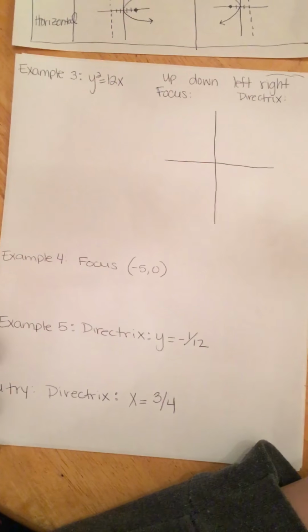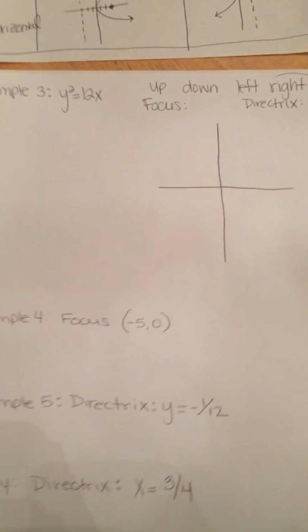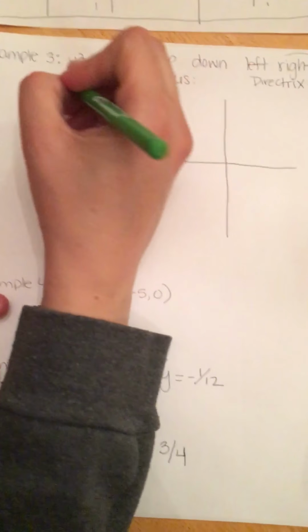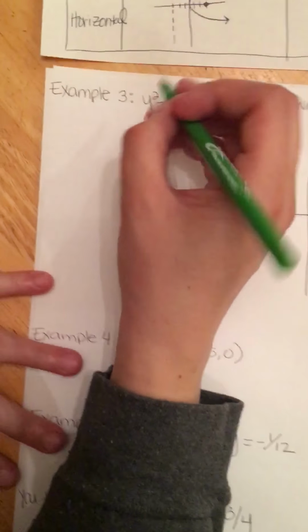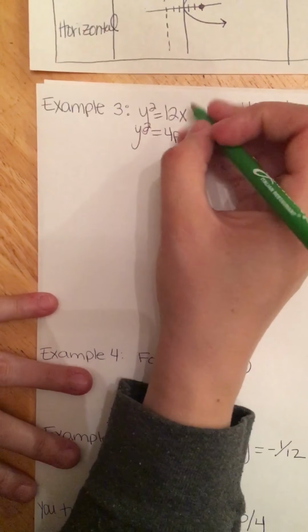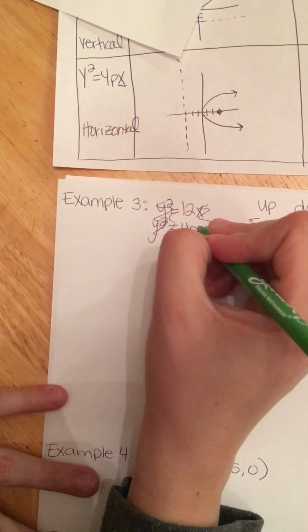All right, so you had time to start example 3. I'm going to go ahead and walk through it, just kind of check to see how you did. So again, below your equation, you're going to write down the formula that best matches this. So I'm writing y squared equals 4px. Cross out all your twins.